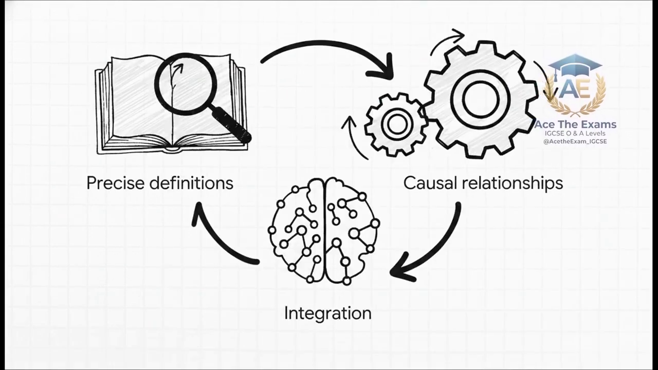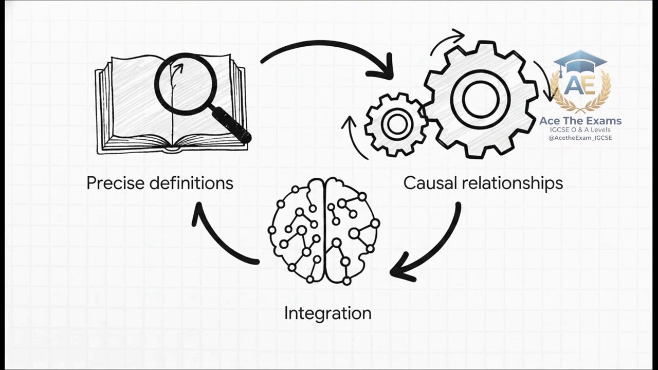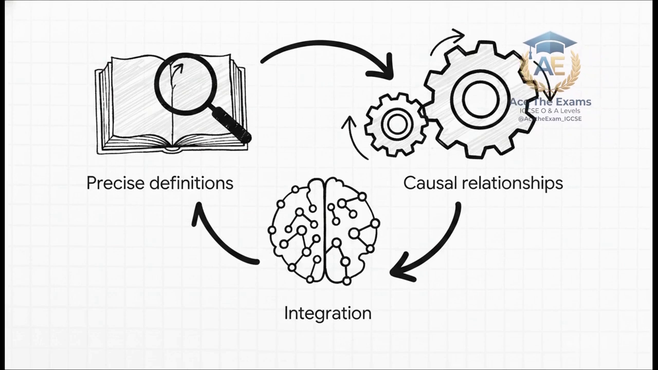Building that unshakable understanding rests on three absolute essentials. First, precise definitions. You can't be vague. Second, causal relationships. You need to understand how one transaction directly and immediately affects another part of the ledger. Third, and this is huge, cross-topic integration.